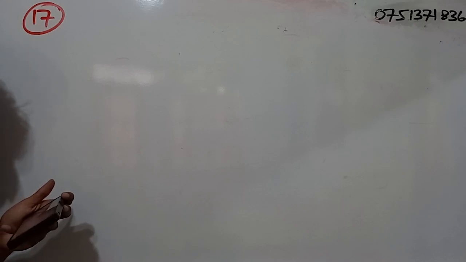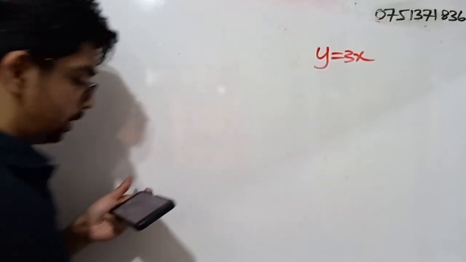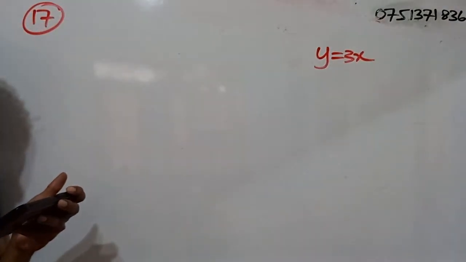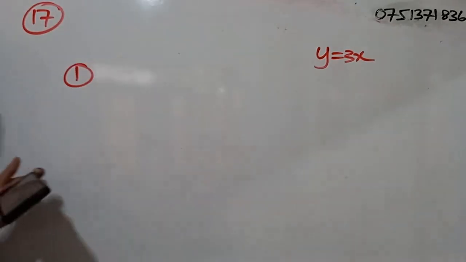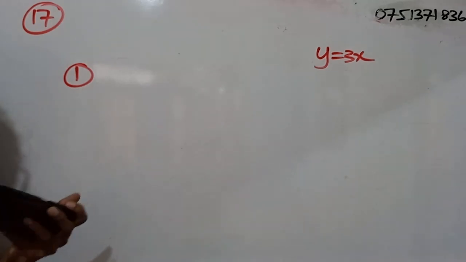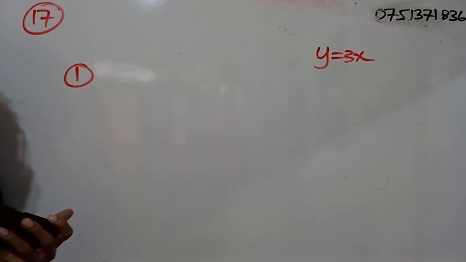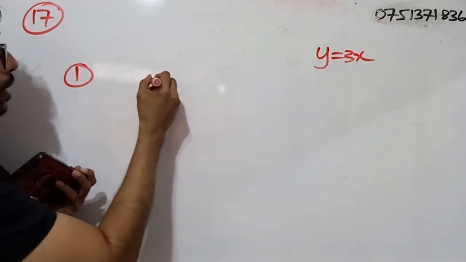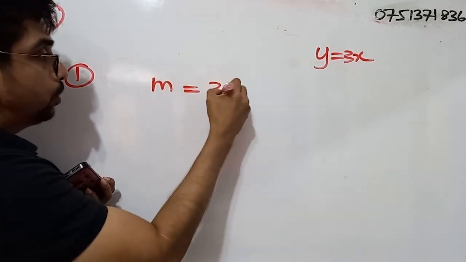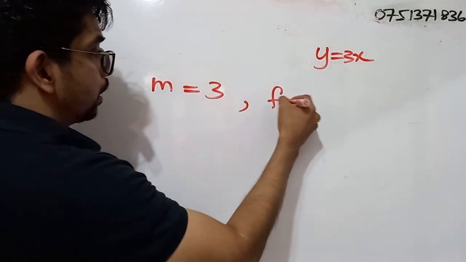Question number 17. The equation for a straight line in a graph is y equals 3x. State whether the given statements below are true or false. Okay. First one, the gradient of the graph is 3x. So this is false, no? Gradient of the graph is what? Not 3x. Gradient means m, no? So that is equal to 3, not 3x, right? So the first statement is what?